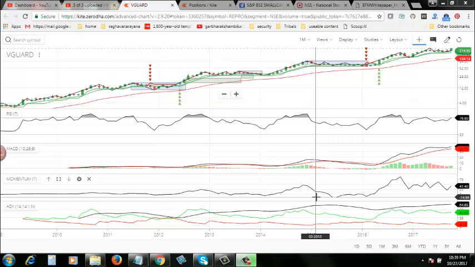Before we start the analysis, just like we always do, we look at the historical price movement of VGuard. I have data here since 2008, and it's very easy to understand that VGuard has been rising. The price of VGuard has been rising since 2008. At the initial glance itself, I concluded that this is a rising stock. That's it. Period.